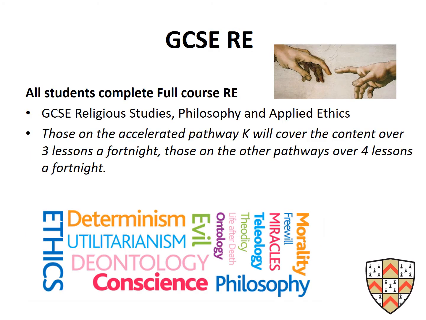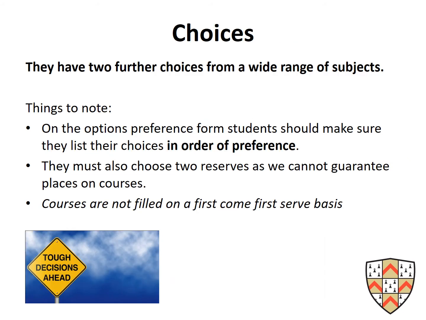GCSE RE is compulsory for all schools to do RE in Key Stage 4. We think it's useful that they get a GCSE in it as opposed to just having a lesson a week that gives them some experience of RE and philosophy and ethics. So all students do RE. Those in the accelerated pathway will cover it over 3 lessons a fortnight, and those on the other pathways 4 lessons a fortnight.